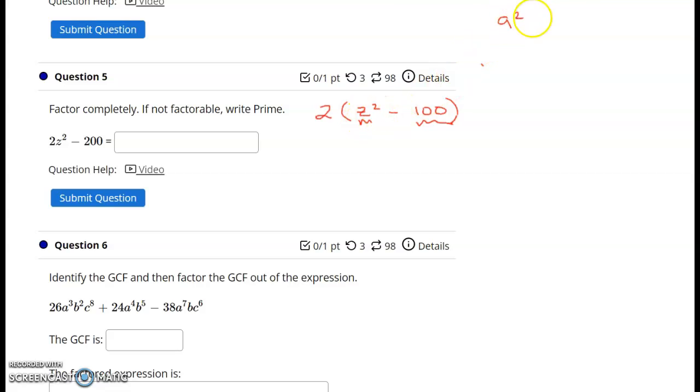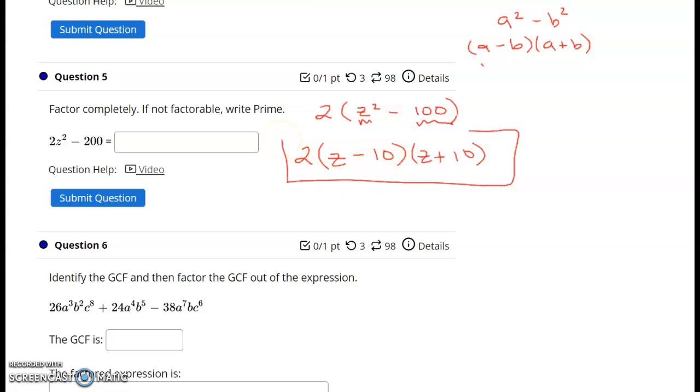If you remember difference of squares, if you have 2 perfect squares, take the square root of each. So we'll have a minus b and then a plus b. So we're going to do that here. We'll still have our 2 out front. We'll have z, square root of z squared is z. Square root of 100 is 10, so z minus 10, and then z plus 10. Neither of these is going to go further, and so that would be our final answer there.